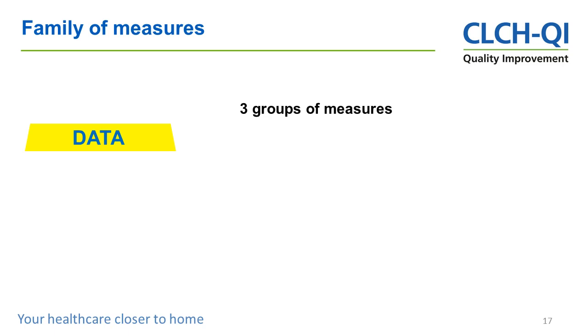So the family of measures is a tool used to make sure that we're representing the change from all perspectives, so that we're not just getting tunnel vision and focusing on one thing, but we've got a well-rounded worldview of the improvement work that we're doing. So there are three different types of measures in the family of measures.